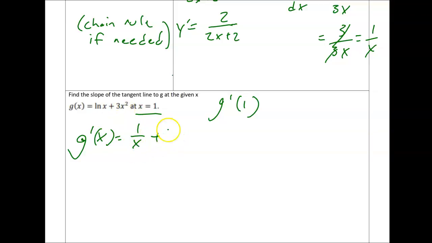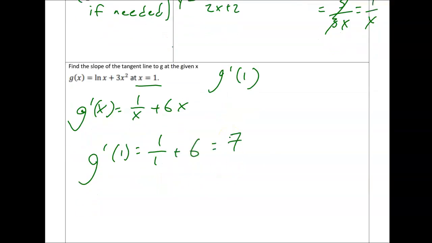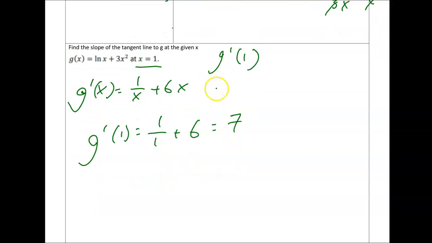And then we have a power rule function, so these aren't going to go away. So the derivative of 3x squared is 6x, and then I want to plug in 1 here. So g prime of 1 is just going to be 1 over 1 plus 6, which is 7. So that's the slope of my tangent line at 1. And obviously I could also figure out the tangent line by plugging 1 into this. I would use a calculator for that, getting my point, and then writing in point slope form.